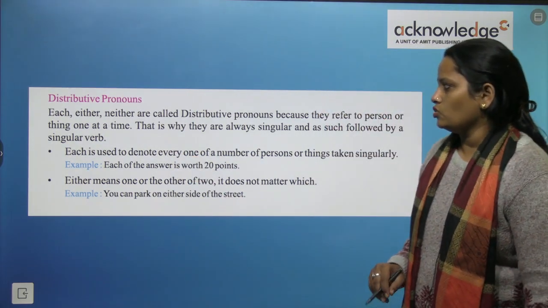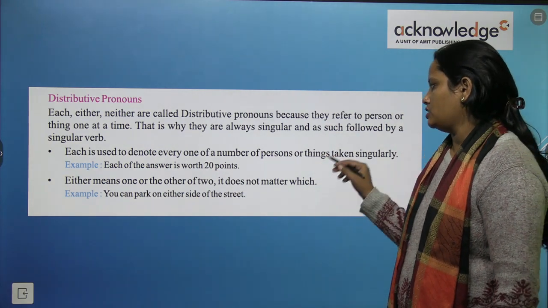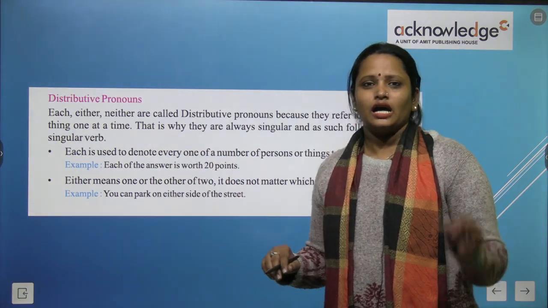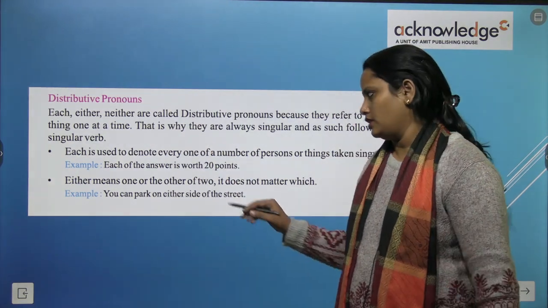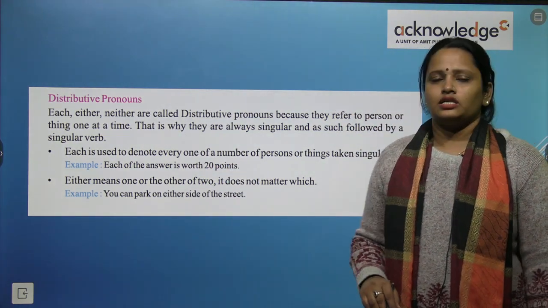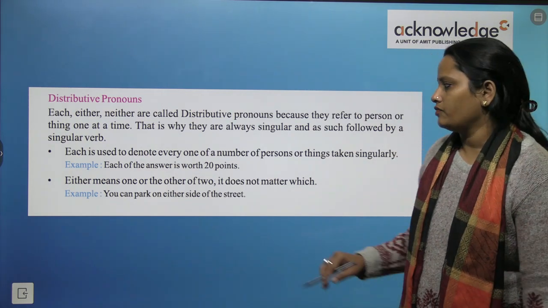Each is used to denote every one of the number of persons or things taken singularly. So यहाँ पे each को use किया जा रहा है हर एक particular person के लिए. For example, each of the answers is worth 20 points. So हर एक answer के 20 points हैं.